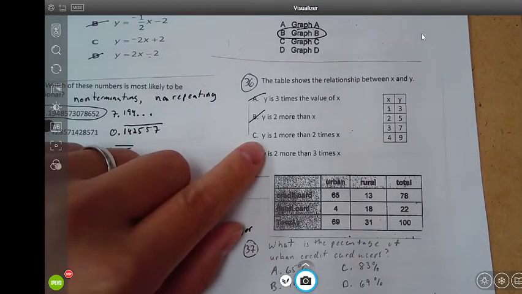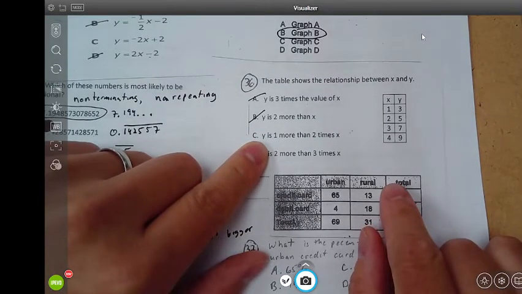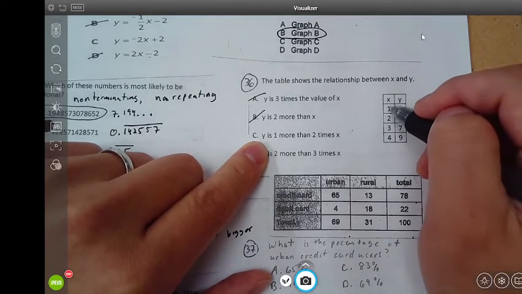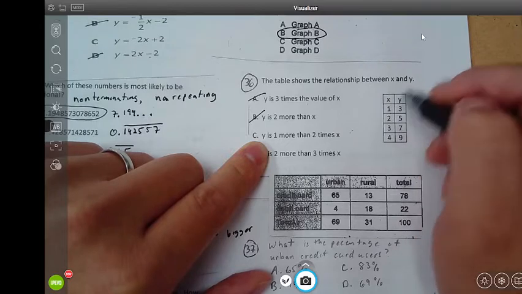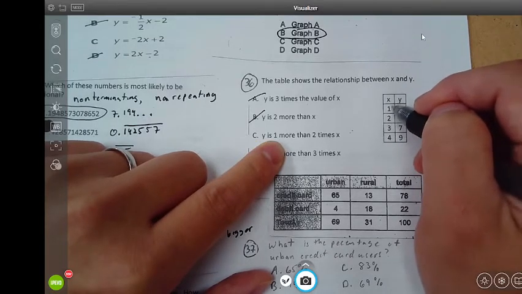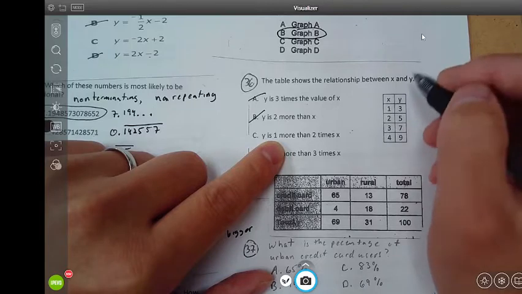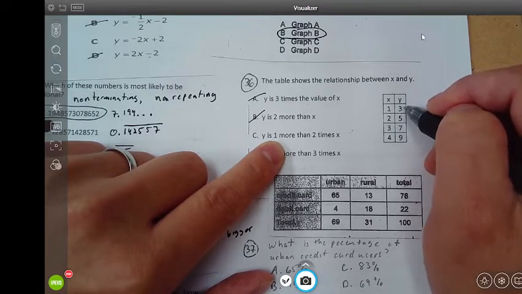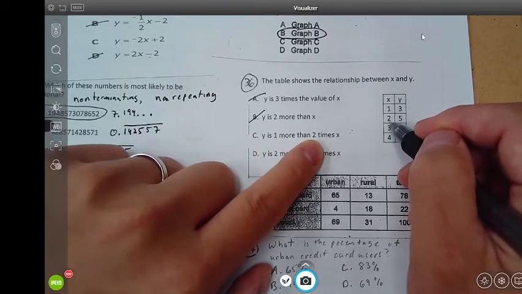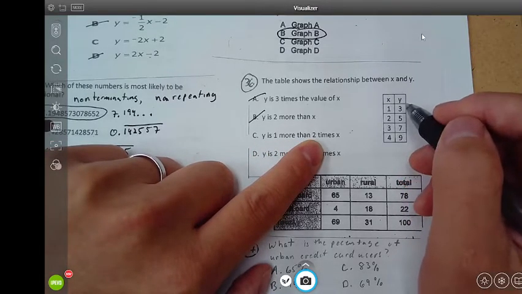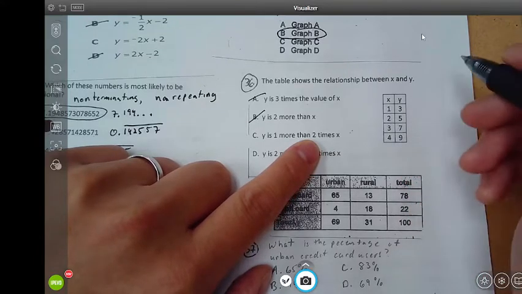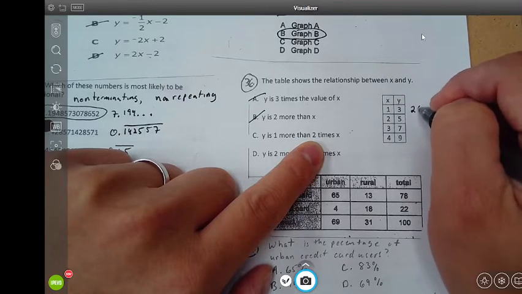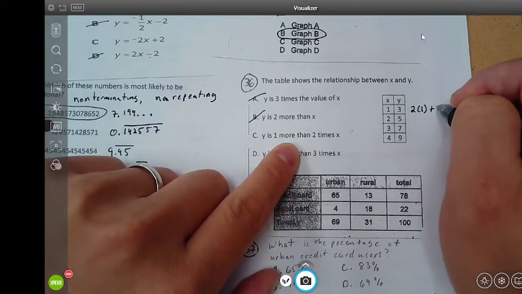Option C says y is 1 more than 2 times x. So let's go ahead and look at x. We're going to multiply it by 2. 1 times 2 is 2, 1 more, so plus 1. So this is 2 times 1, plus 1 is 3. Works. Let me write these down. For this one, x is 1. 2 times 1, 1 more than it, plus 1 is 3.